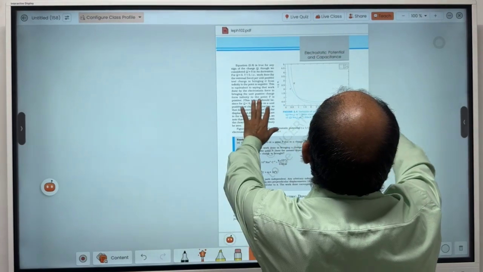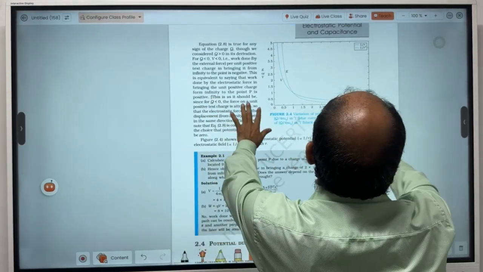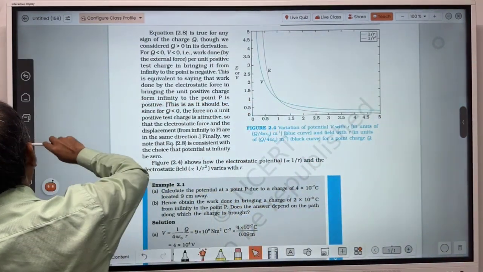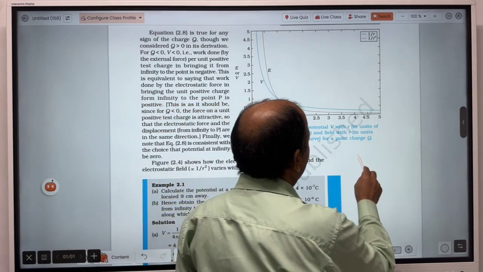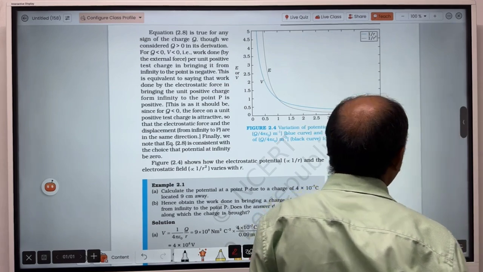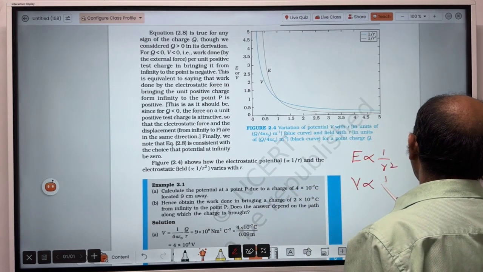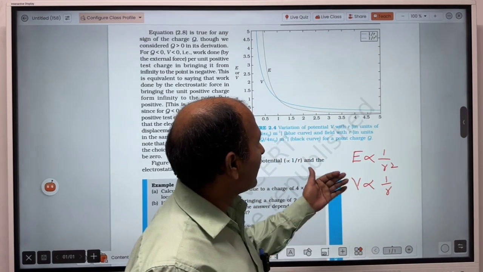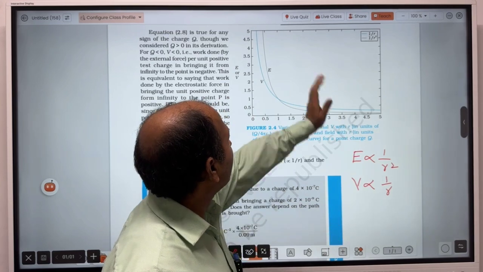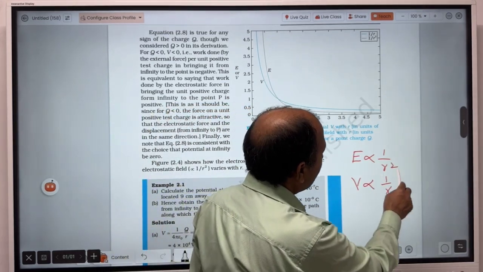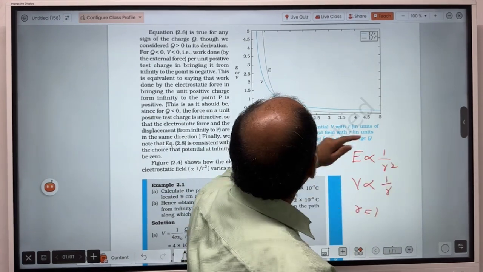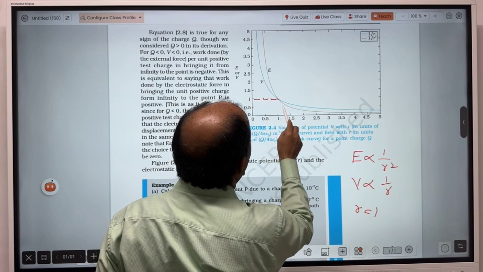So let's see this graph and what we conclude. If you remember, the dependence of E on R is E proportional to 1 upon R square, and the dependence of potential V is proportional to 1 upon R. Which one decreases faster with R? Obviously E. Here one more thing you will notice: if R equal to 1, then E and V must have the same value. Here that situation is also shown corresponding to this value.